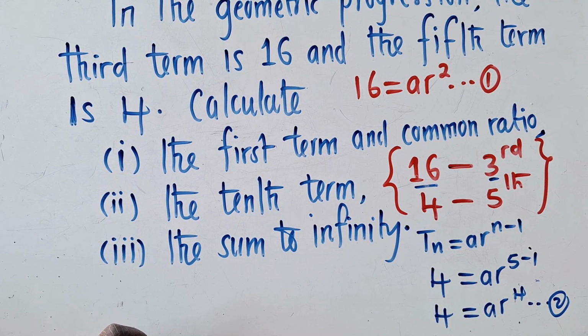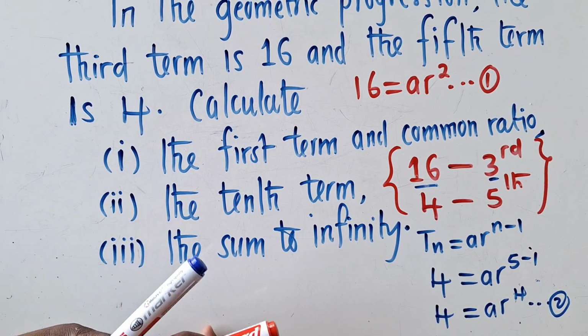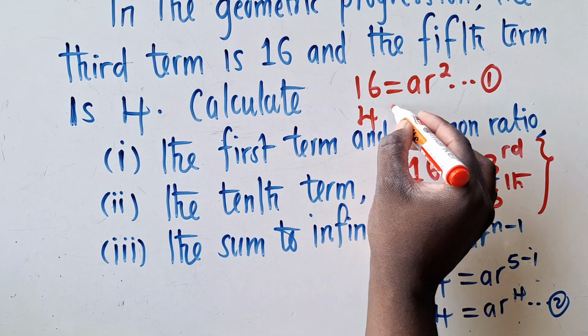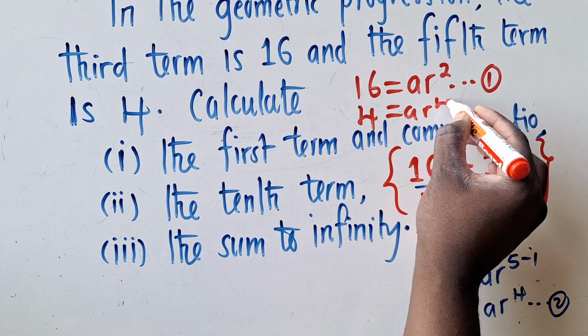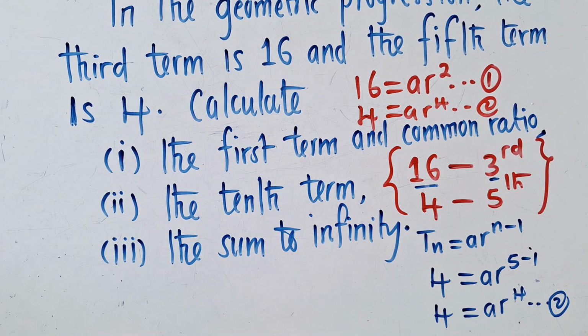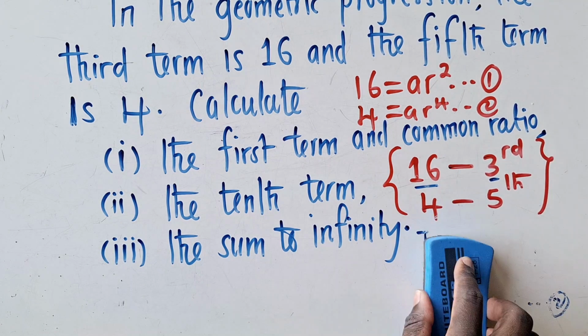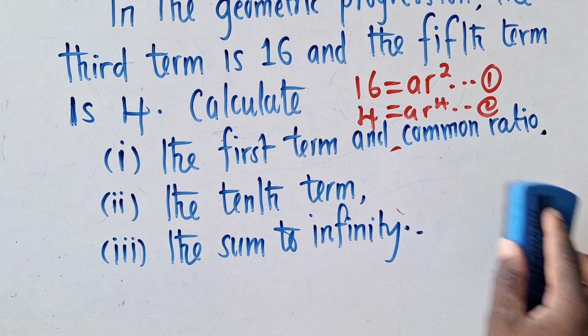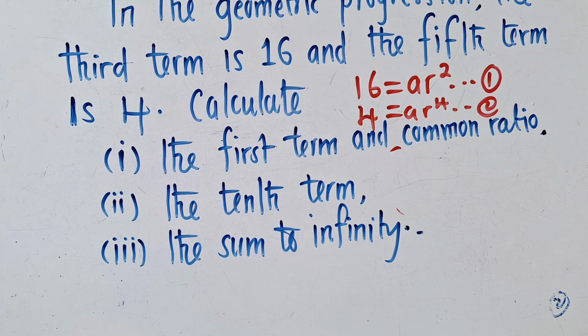So we've got two equations we need to work with. There is equation 1, you can see equation 1 is here. Equation 2 is right over here. So this is our equation 2. So now upon getting these two equations, we can solve them simultaneously. Okay, we need to solve our equations simultaneously. So let me solve these equations.